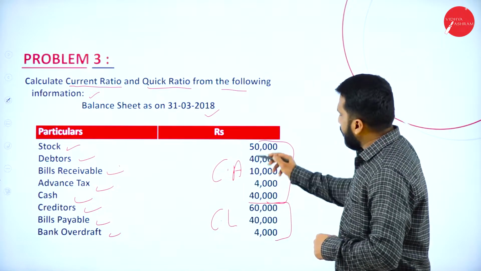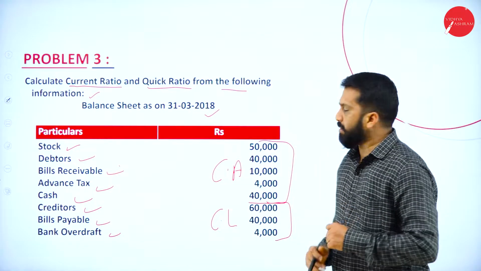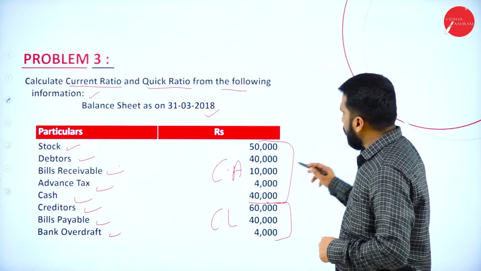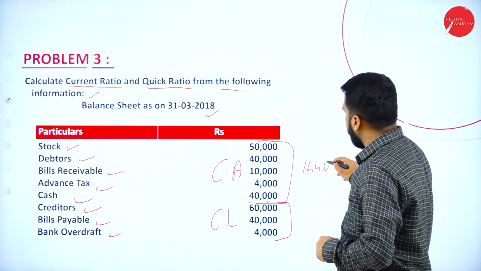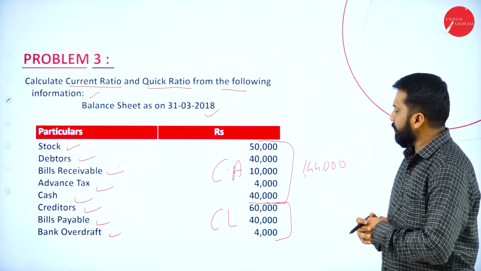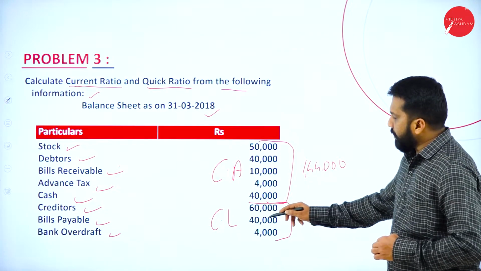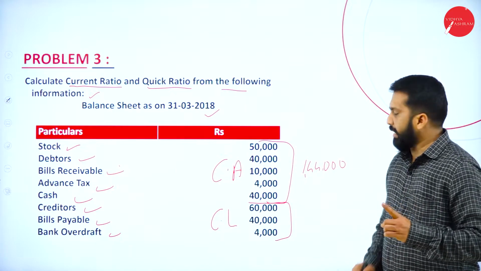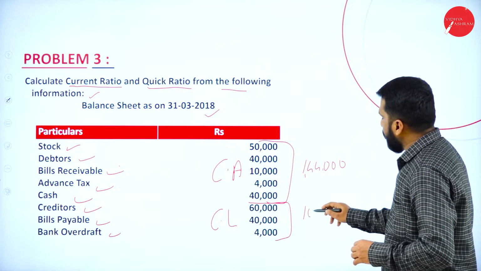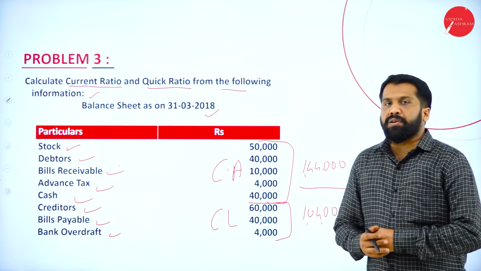Out of this, for the current assets we will add everything. 50,000 plus 40,000 is 90,000, plus 10,000 is 1 lakh, plus 4,000 is 1 lakh 4,000. So this will be 1 lakh 44,000. Now, if you add up all the current liabilities, 60,000 plus 40,000 is 1 lakh, plus 4,000, it is 1 lakh 4,000. Now you have your current asset and your current liability.